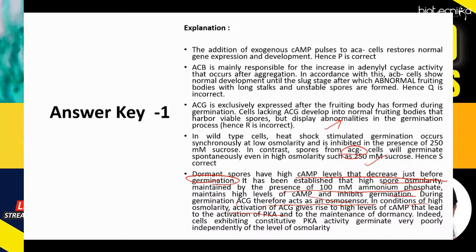So if the cells have a constitutive PKA activity, then they germinate very poorly. For proper germination to take place, cAMP levels should be decreased. But if they are not decreased, then the germination process is not proper.